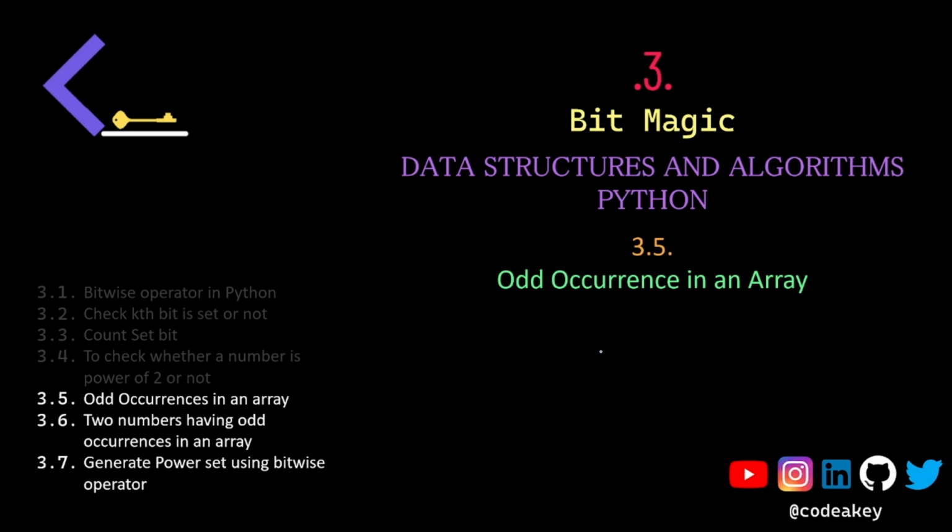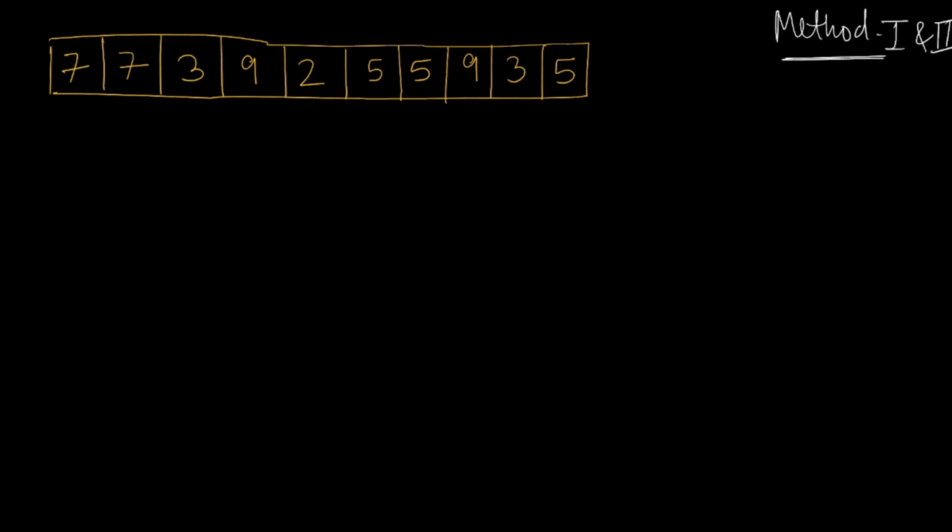In this video, we're going to discuss another problem on bit manipulation, that is odd occurrences in an array. So we're given an array and we have to find a number which is occurring an odd number of times. Okay, so we're going to discuss three methods. The first one is a very naive method. The second one is using hashing, that is a dictionary in Python, and then we're going to use bit manipulation.